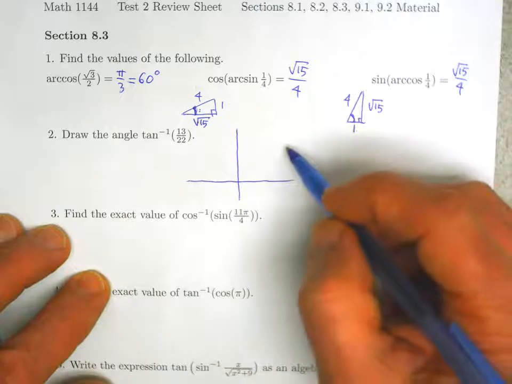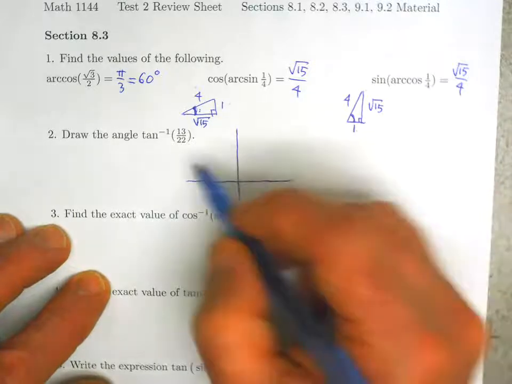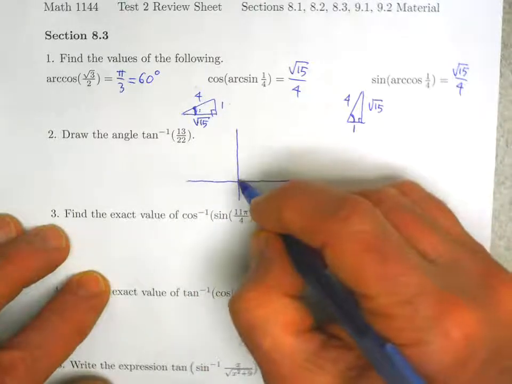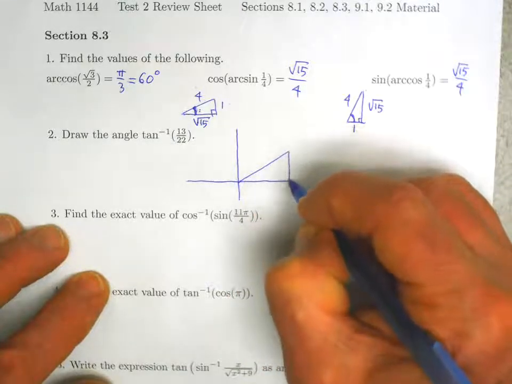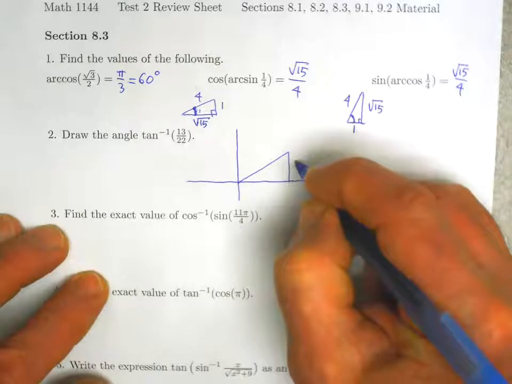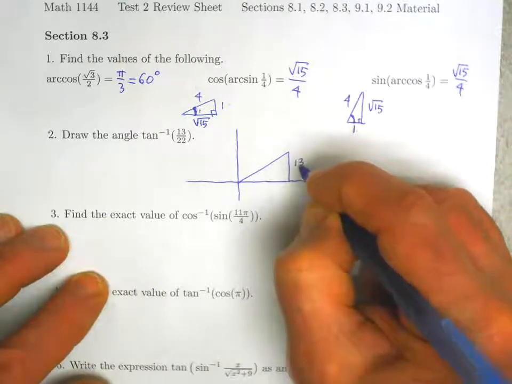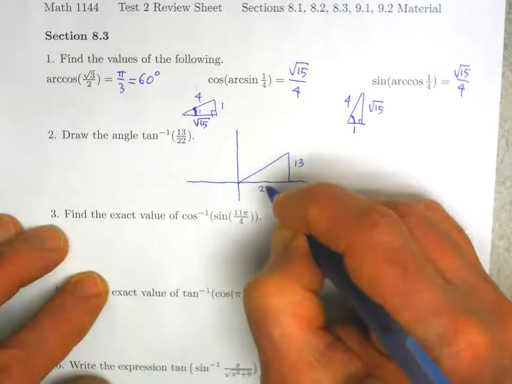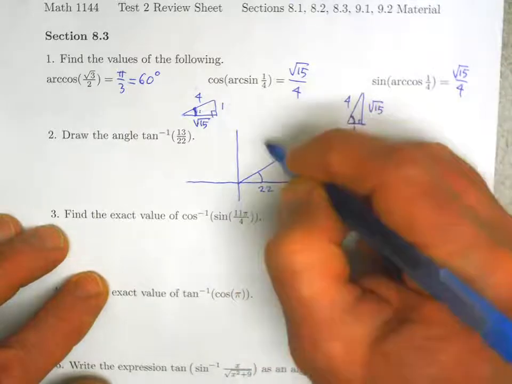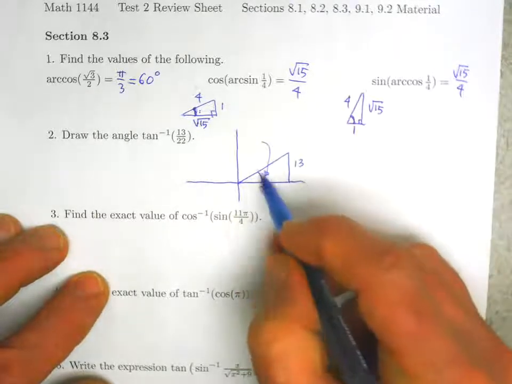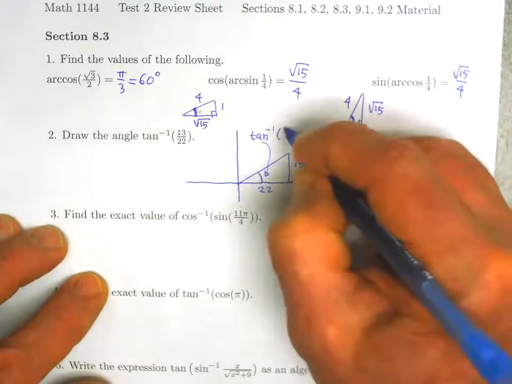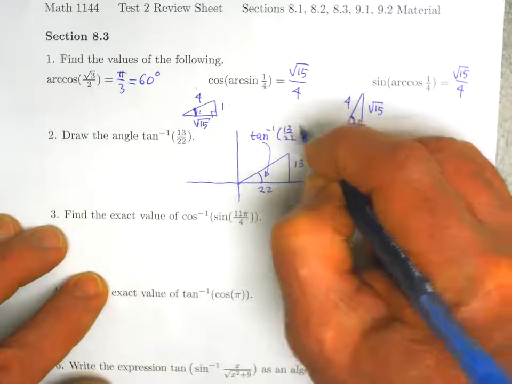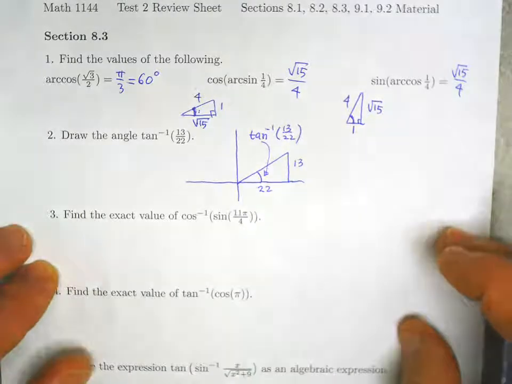So the opposite side is shorter than the adjacent side. So I'll just draw this. So if this side is 13 and the adjacent side is 22, then this angle is inverse tangent of 13 over 22. So we drew the angle.